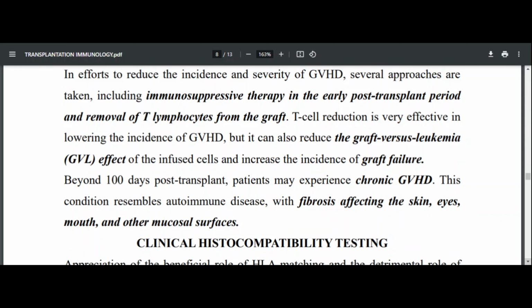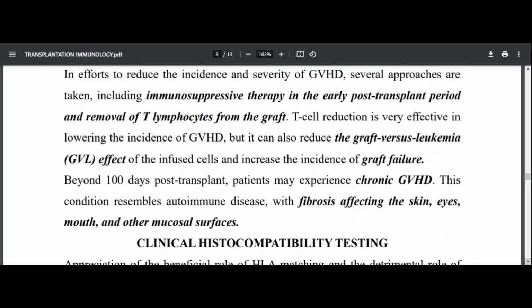Beyond 100 days, when it happens after 100 days, it is no longer called acute graft versus host disease, but chronic graft-versus-host disease, which sometimes leads to fibrosis of the skin, eyes, mouth, and mucosal surfaces.